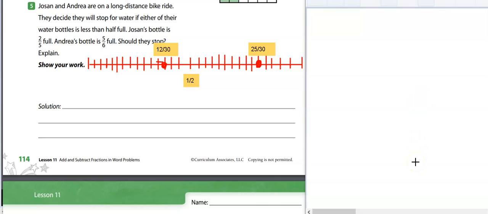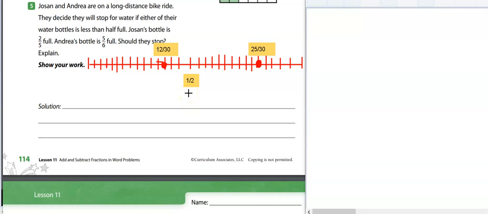Now, I went ahead and drew a number line, because remember in math, we can find our answers in several different ways, whether it be drawing models or using a standard algorithm. The model that I drew was a number line. I have my number line from 0 to 1, and I broke it down into 30 equal parts because my denominator is 30. I want to compare where each fraction is compared to 1/2, and I have 1/2 right here.